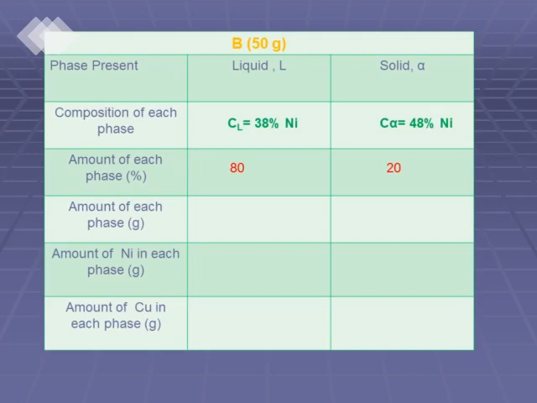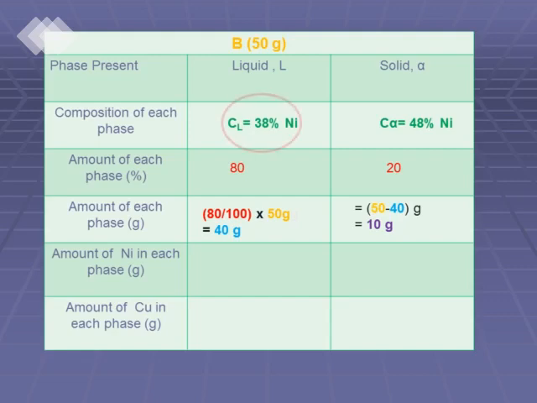If we are interested to know this amount in grams, then we have to multiply with the initial weight of the alloy, and we get 40 grams of liquid present at point B. Then the remaining 10 grams of the alloy is in the form of solid. Now, what is the amount of nickel and copper in each phase? Because we know that both phases consist of copper and nickel.